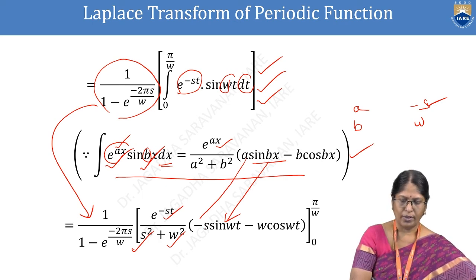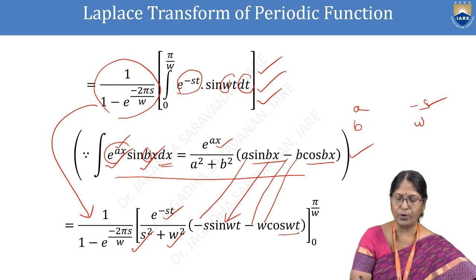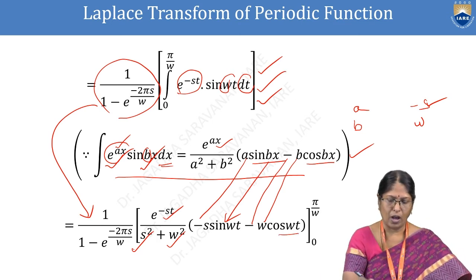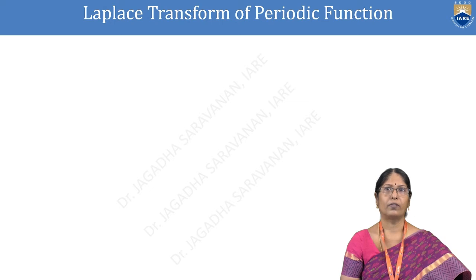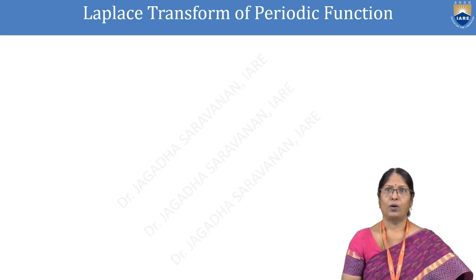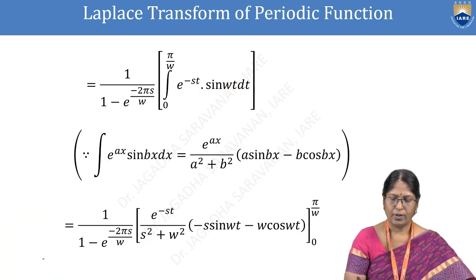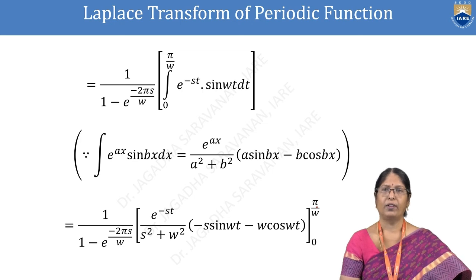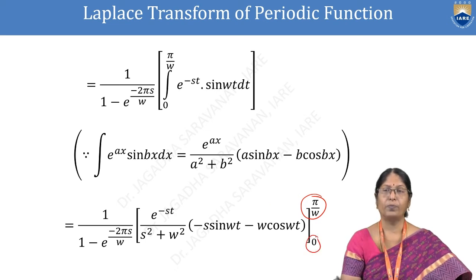Now, here a we substituted minus s. Sine bx is nothing but sine wt. Here this minus is minus. Here the b we substituted w, and cos bx is cos wt. So now 0 to pi by w. Now we can see it here. These values we have to substitute. The upper limit is pi by w, the lower one is 0.